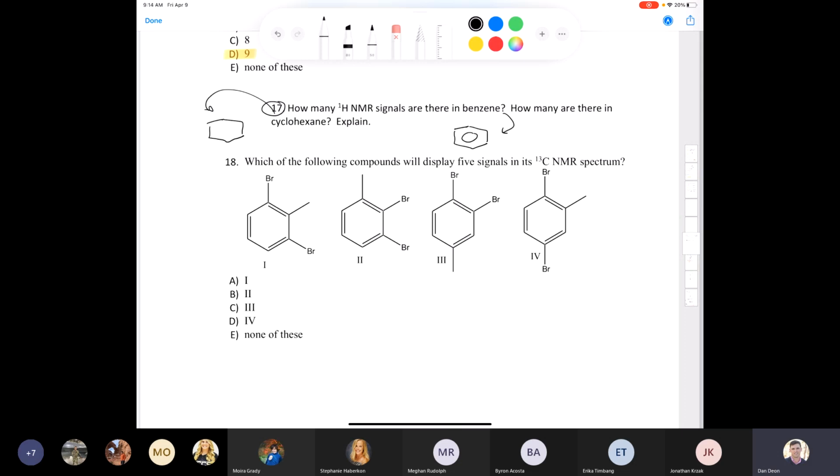Can anybody tell me? And this is a question we actually looked at in the lecture videos. Anyhow, the answer is 1, right? All 6 of the protons in benzene are chemically equivalent because there's multiple axes of rotation. So all 6 of them are chemically equivalent. And the same thing applies here, right? All the methylenes in cyclohexane are chemically equivalent. They're all identical. And so 1 signal is the answer for both of those questions. 1 signal for cyclohexane and 1 signal for benzene. Thanks, Stephanie. All right.